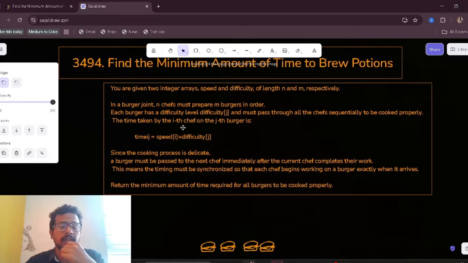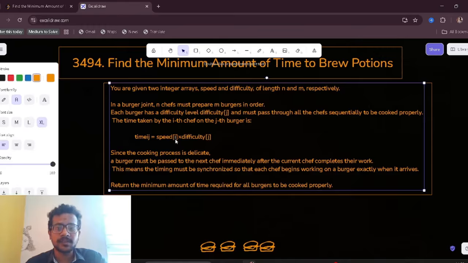The time taken by the ith chef on the jth burger, I'm repeating it again, is time ij equal to speed of i into difficulty of j. Since the cooking process is delicate, a burger must be passed to the next chef immediately after the current chef completes their work.